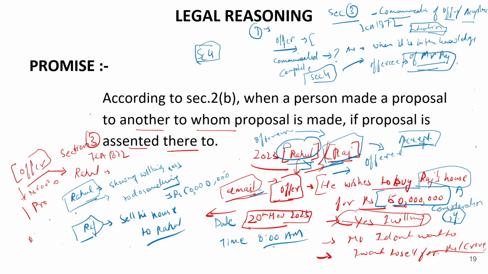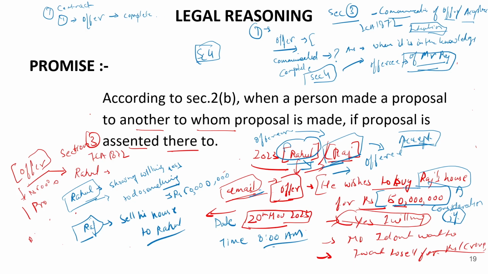So now, the very first step of a contract, that is the offer, has been communicated or completed. So this is the first step. The first step has been taken. Now what should be the next step?